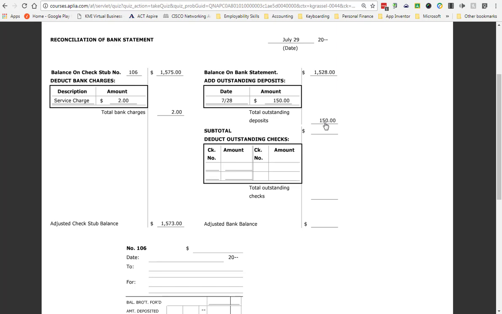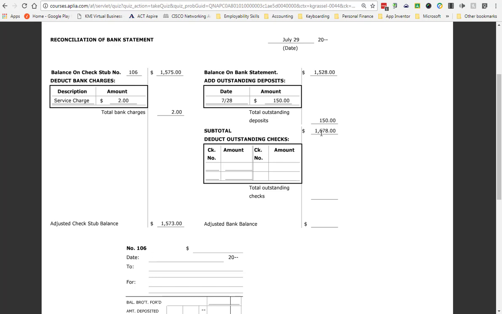So Dylan, what am I going to do with that $150? Add it to what? Yes, because how do you know you need to add it? And I like to be like, oh, it really says add outstanding deposit. So that makes it really easy. So we're going to go through and add that up, and I got 1,678. Anyone can confirm my math? A thumbs up? Nice. Okay.